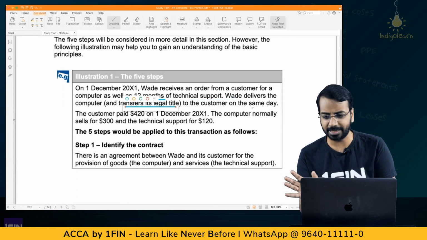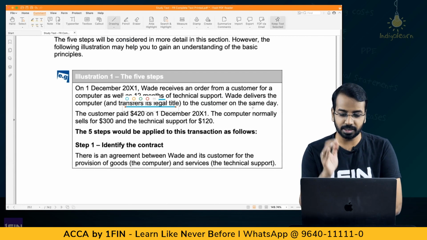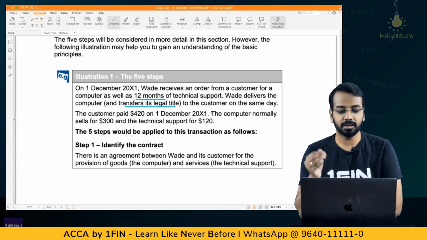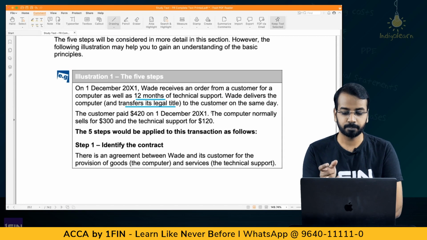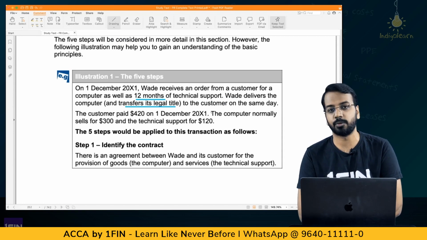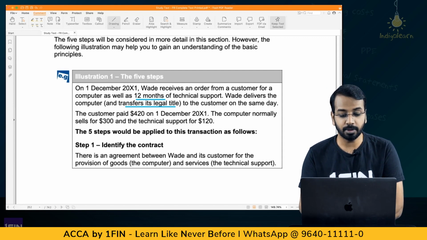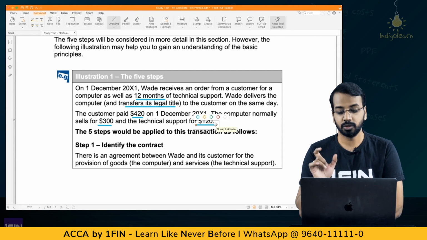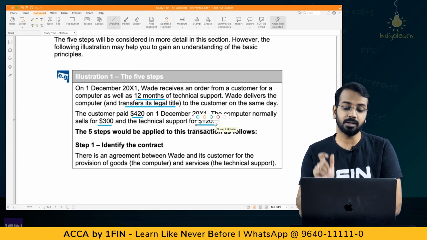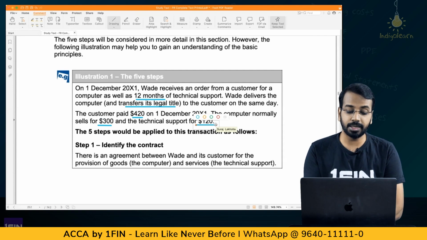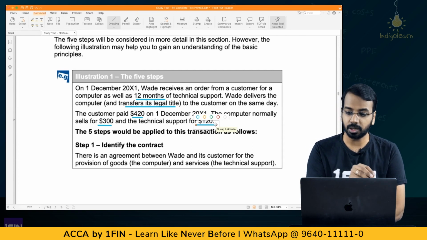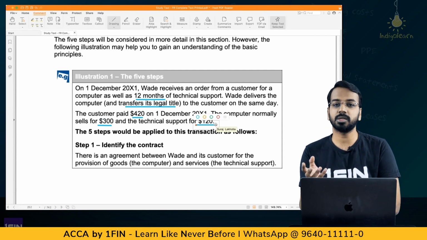We'll come to this legal title aspect, control aspect, and all of that. But on the same day, the company has transferred the computer, and 12 months of technical support is also being provided. The customer paid 420 on 1st of December. The computer normally sells for 300 and the technical support for 120. So 420 is the selling price. Out of that 420, 300 is towards the computer and 120 is towards the technical support.